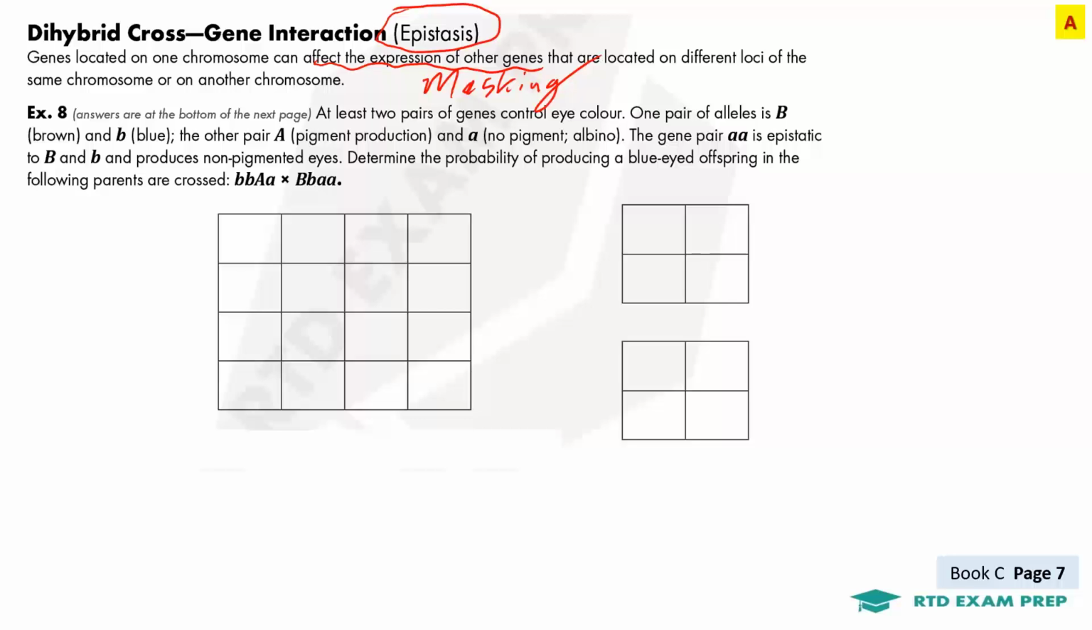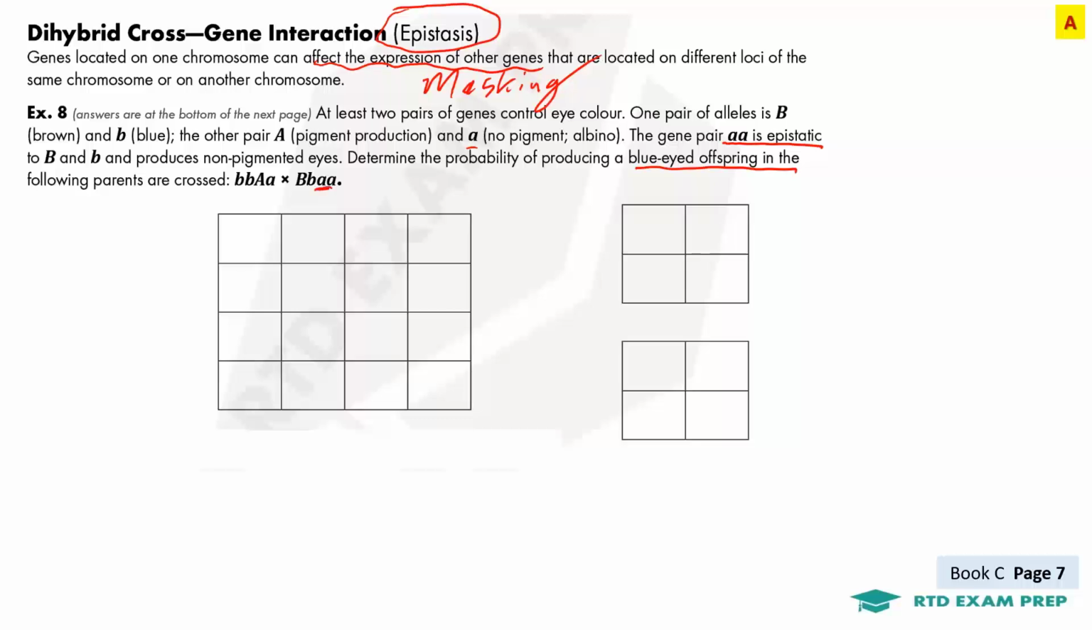At least 2 pairs of genes control eye color. One pair of alleles is brown, big B, and then little b is blue, so there's our eye color. But you require pigment, so if it has a big A, it will produce the color. If it has 2 little a's, remember it's recessive, it will be albino, no color. If it's albino, it's epistasis, and it will cause the pigmented to produce albino no matter what it should have been. Determine the probability of producing a blue-eyed offspring in the following parents that are crossed.